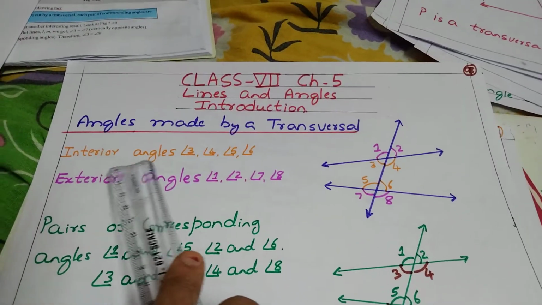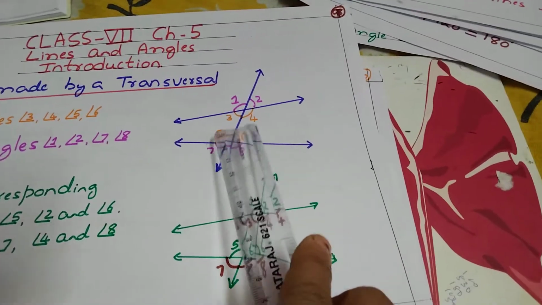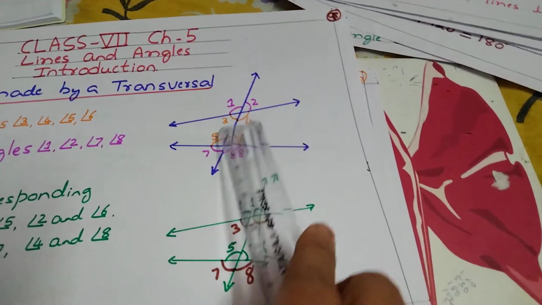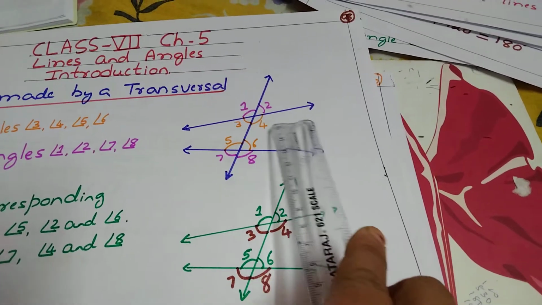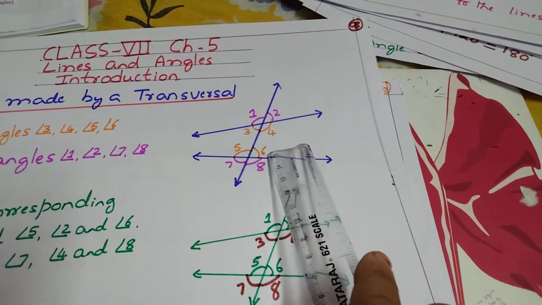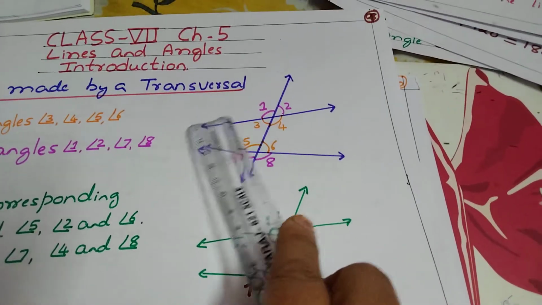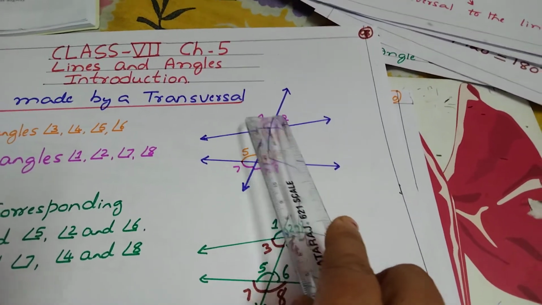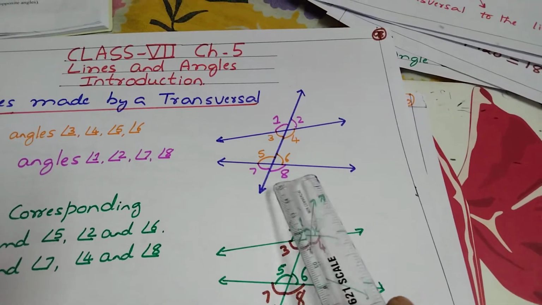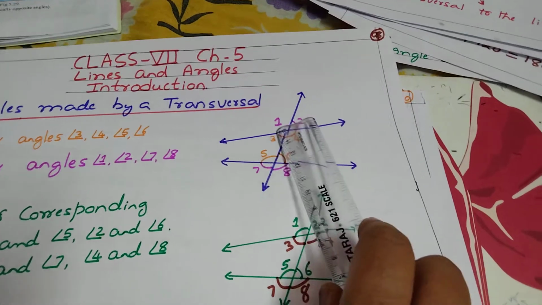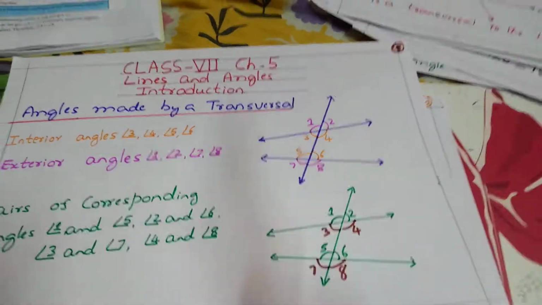First one, interior angles. Interior means the inner side of these two lines: 3, 4, 5, 6. These are interior angles. Exterior angles are those outside the lines: 1, 2, 7, 8. These are exterior angles. Interior means inside, exterior means outside.